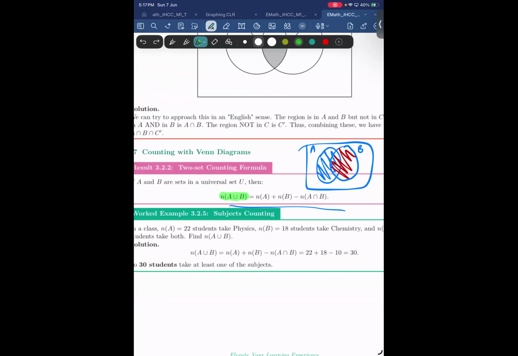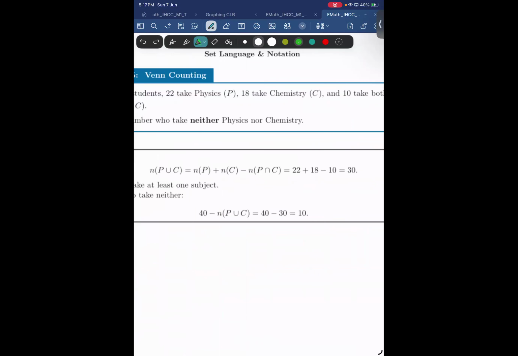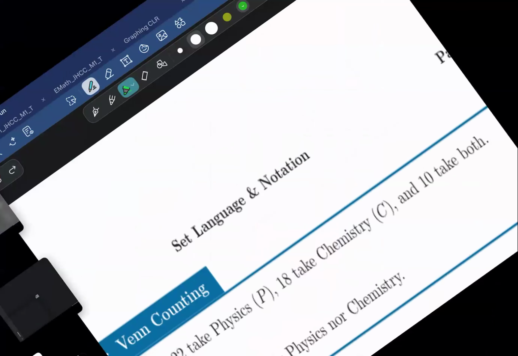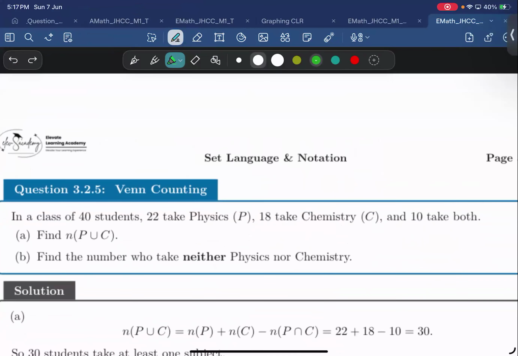Yeah, then this example here is actually the same thing. I will solve it real quick. Two minutes.